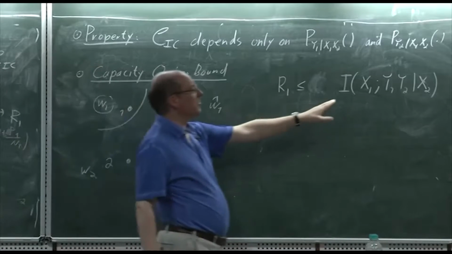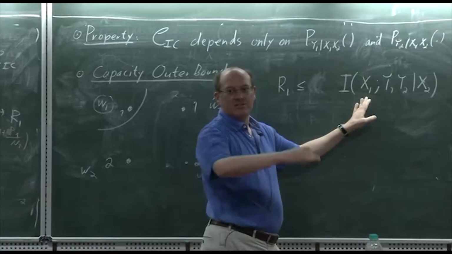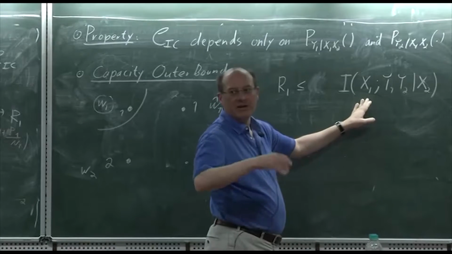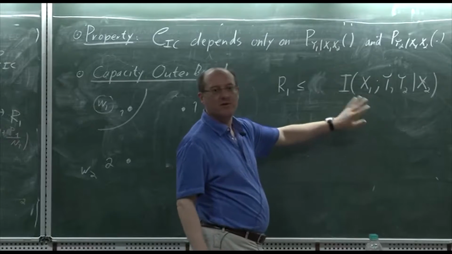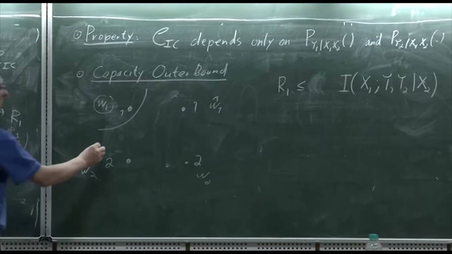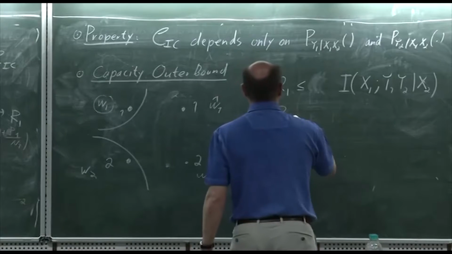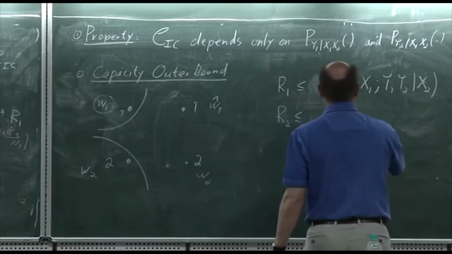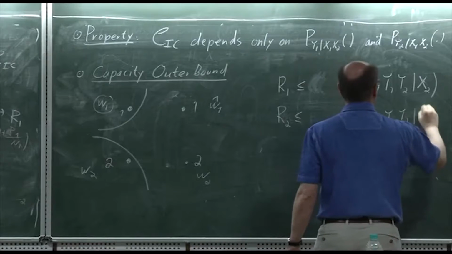where these random variables are actually the time averages of the statistics of the coding. So I could make that a little bit more precise, but this will give us an upper bound on the rates. I'll write it out a little bit more precisely in a moment. So that's cut 1. Of course, we'll always have the symmetric cut, right? So we'll get R2.